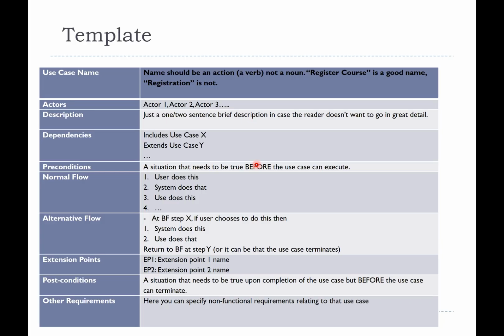It's, is this situation true? Okay, I'll go with it. If it's not, then I can't. But it makes sense that if it's not true, then in this case maybe go ahead and execute something else first, and then come back to me. All right. Same thing with post condition.